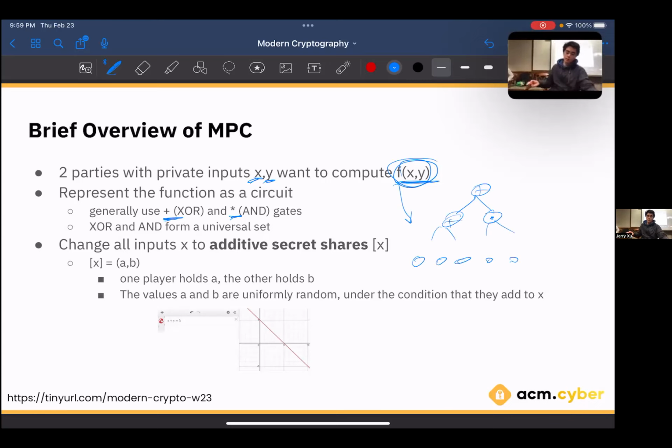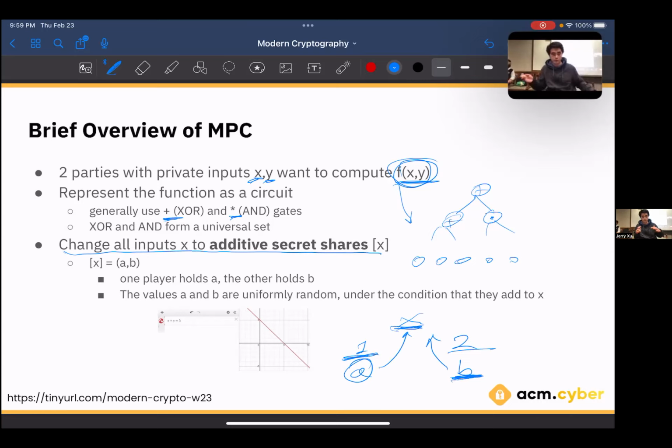All right. So the first step is we're going to change all the inputs to additive secret shares. And that basically means for value X, player one is going to hold some value A and player two is going to hold some value B. And these will add up to X, but there should be no way that player one can know player two's value or X without having one of them, right? So if player one didn't already know X, there's no way for player one to figure out player two's value, besides just guessing.